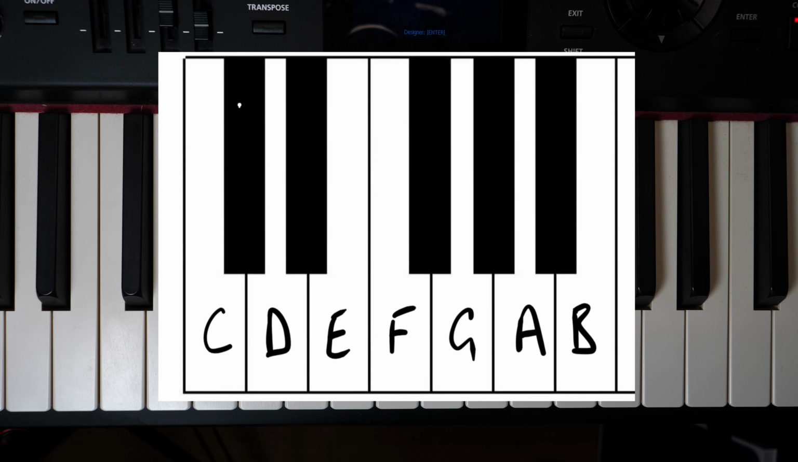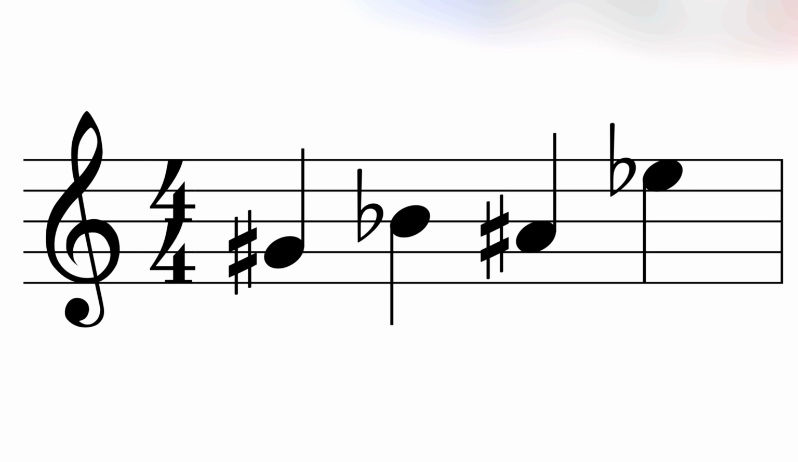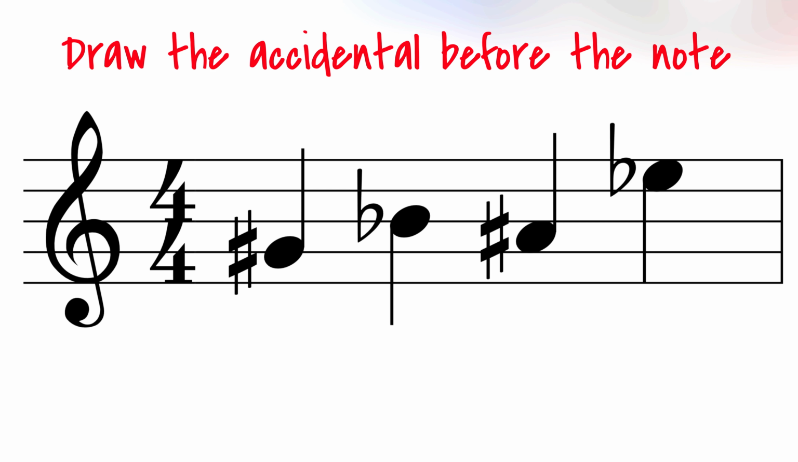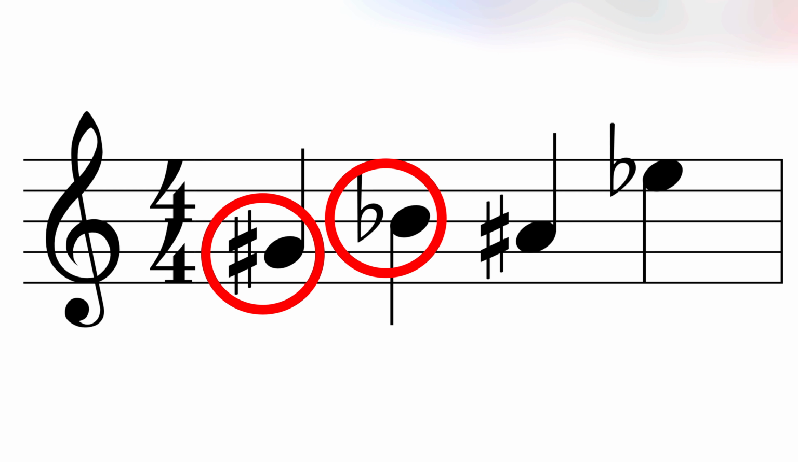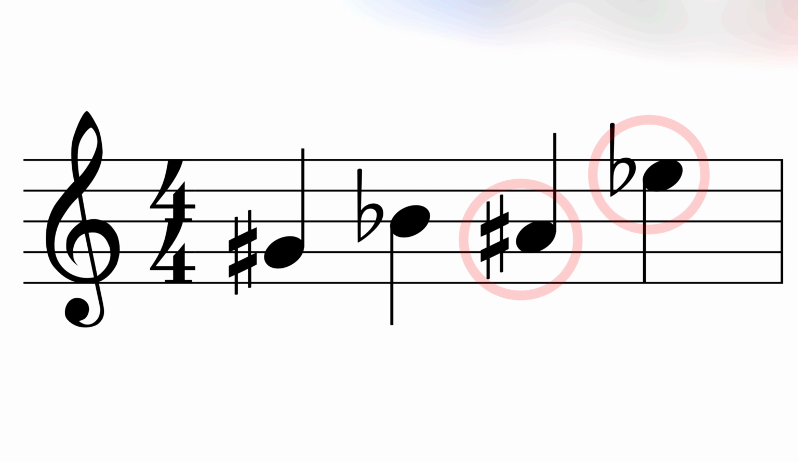Now, let's move away from the piano and look at the stave. When we write down sharps and flats, they have to be drawn in a particular way. Firstly, the accidental should be drawn before the note you want to change, never after. Also, notice how the sharp and flat symbols both have a hole in the middle. Well, if the note head is on a line on the stave, the line should go through the middle of the hole in the accidental. If the note head is in a space, then the space should pass through the hole in the accidental.